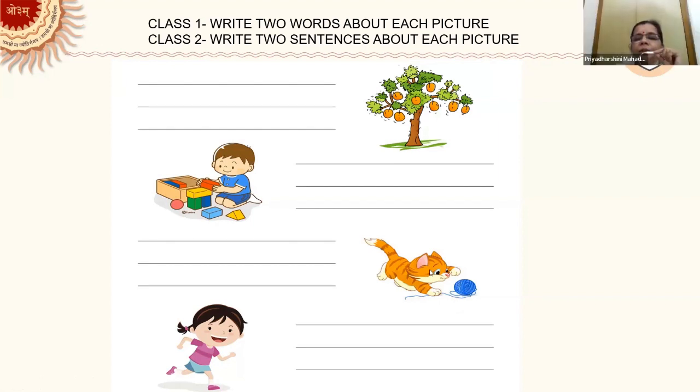Yes. What about the third picture? You can find a small kitten there. The kitten tried to catch the blue ball. The kitten chases the ball and tries to catch the blue ball. Okay.